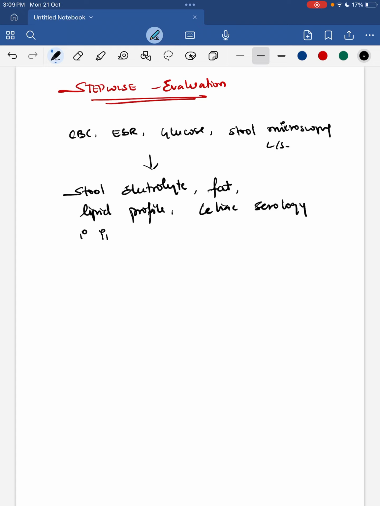The third tier of investigation will be your stool alpha-1 antitrypsin and fat soluble vitamins.